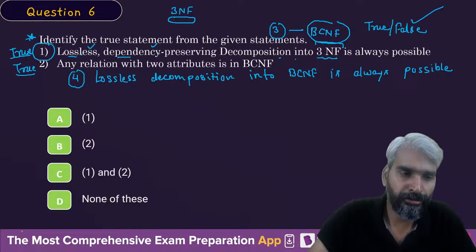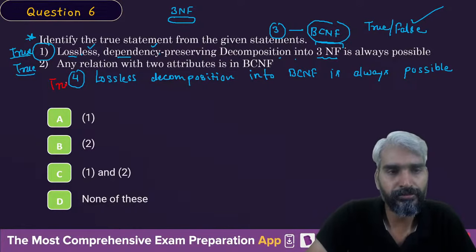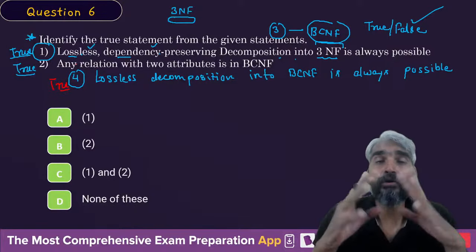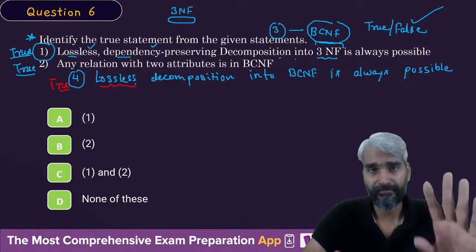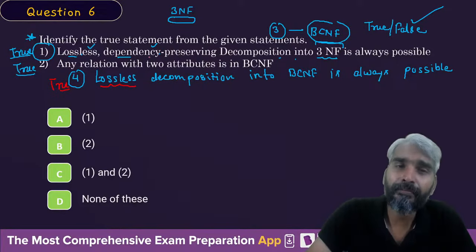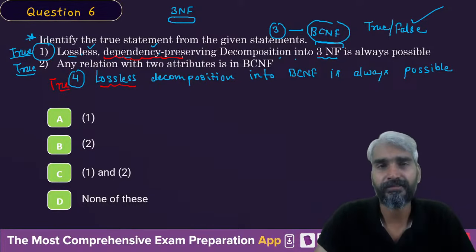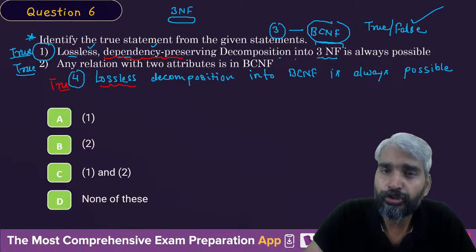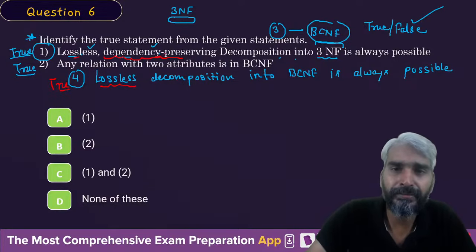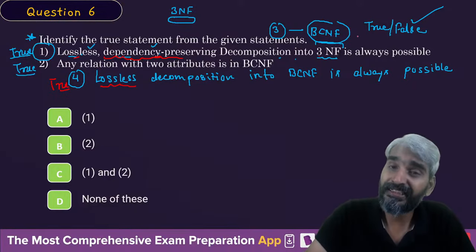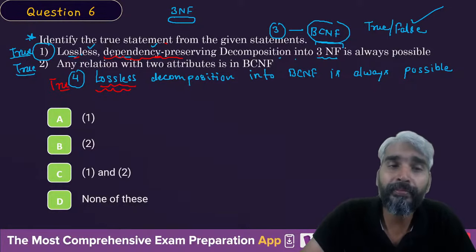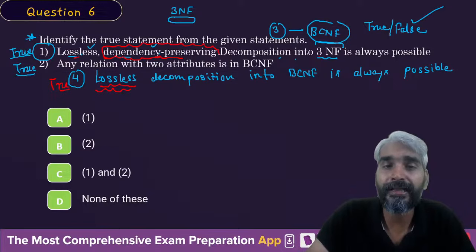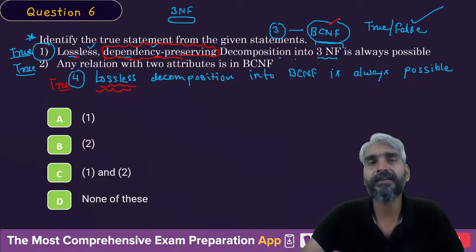So what you need to remember is this statement is true. You can always decompose a relation up to BCNF while ensuring lossless join. You can always decompose a relation up to 3NF while ensuring dependency preservation. But you cannot ensure both lossless as well as dependency preservation up to BCNF. So in BCNF, you will always be able to preserve the lossless join property, but you may lose the dependency preserving property by trying to decompose a relation into BCNF.